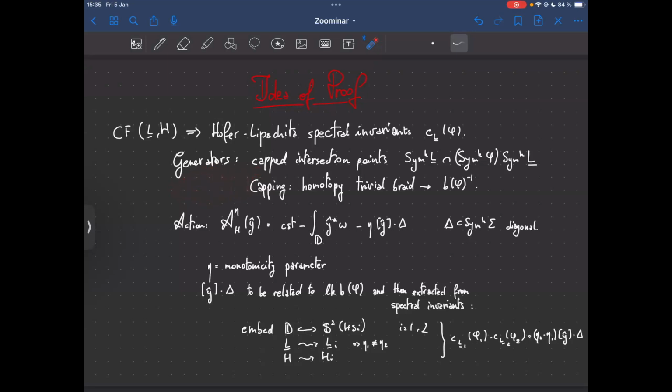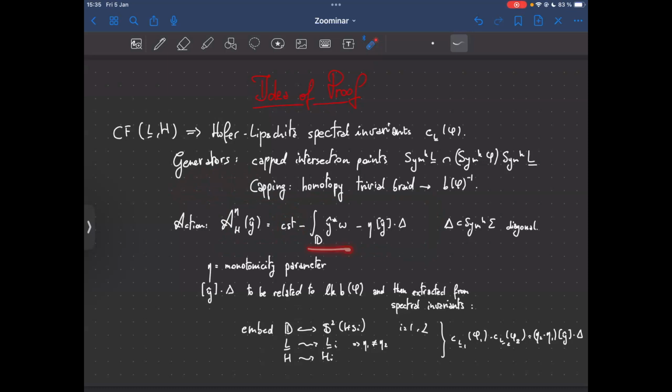Why is that important? Because spectral invariants satisfy a spectrality axiom. In particular, their value, which is a real number, is the action of a specific generator of the Floer complex. So the action is given by this formula. There are three terms. That's a constant. This constant is in fact a rescaling constant, so it only depends on the reference path we have chosen for the Floer complex.